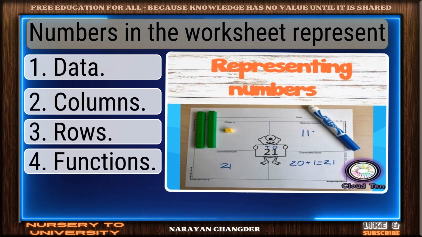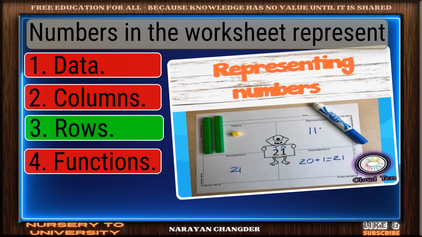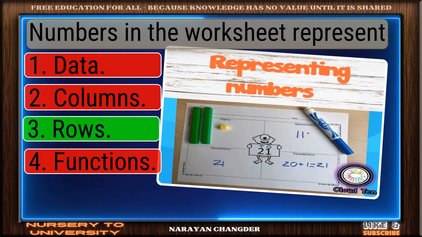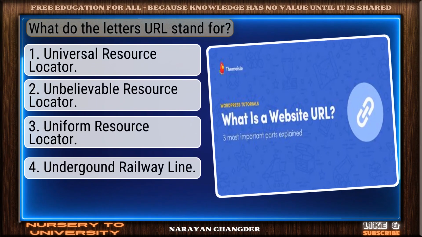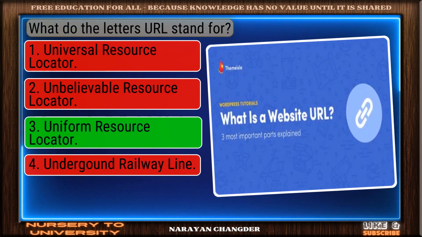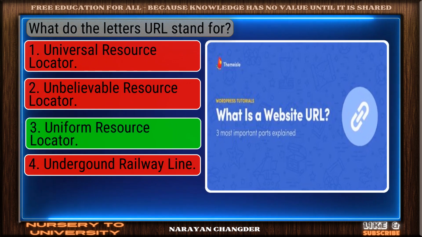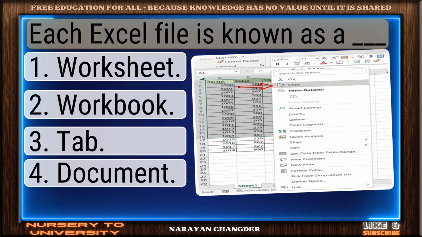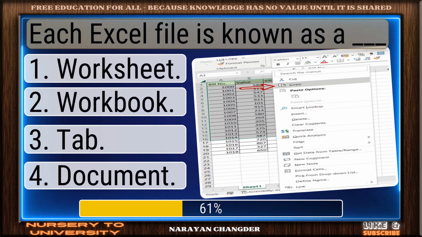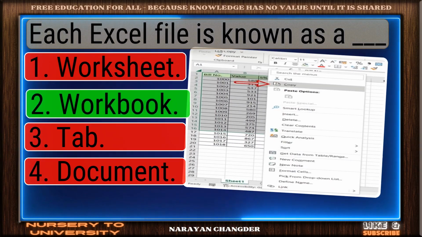Numbers in the worksheet represent. Smart pick. Rows is the correct choice. What do the letters URL stand for? Excellent. Uniform Resource Locator is a brilliant choice. Each Excel file is known as a dash. Strong choice. Workbook is the right answer.